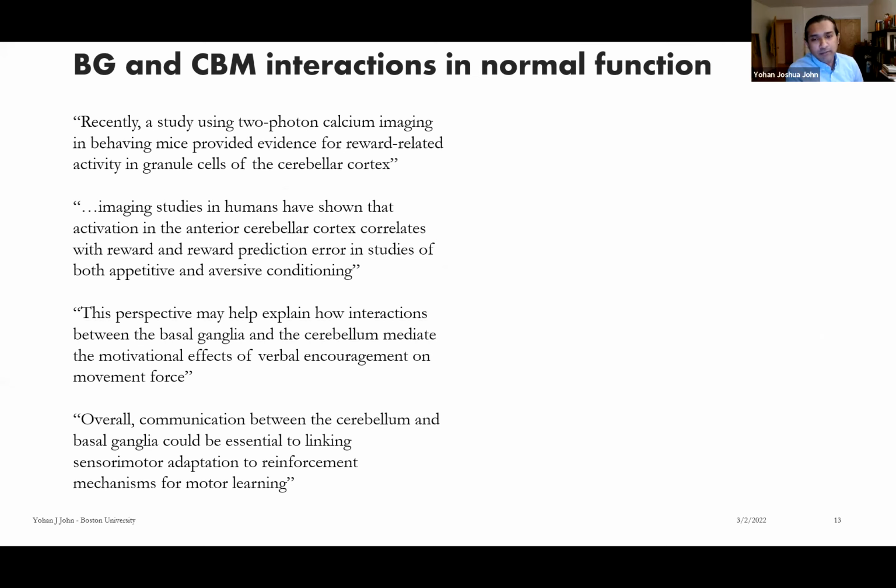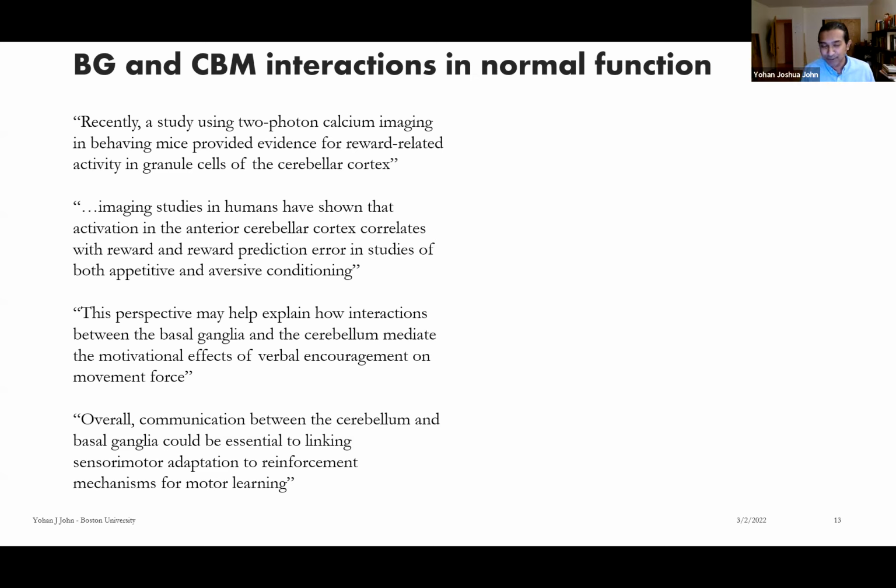So yeah, they look at a few different disorders, and then they look at the correlations and things like that in normal function. They found reward-related activity in granule cells. They found that activation in the anterior cerebellar cortex correlates with reward and reward prediction errors. Okay, not that surprising, I suppose. So basically, there are correlations. What they do is less clear. Overall communication between cerebellum and basal ganglia could be essential to linking sensory motor adaptation to reinforcement mechanism.